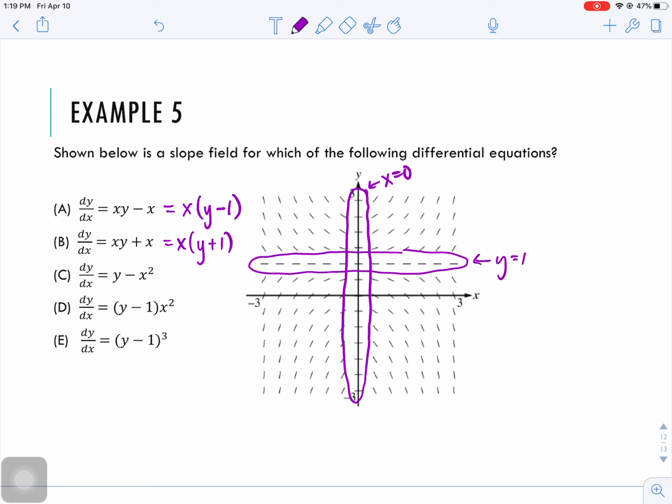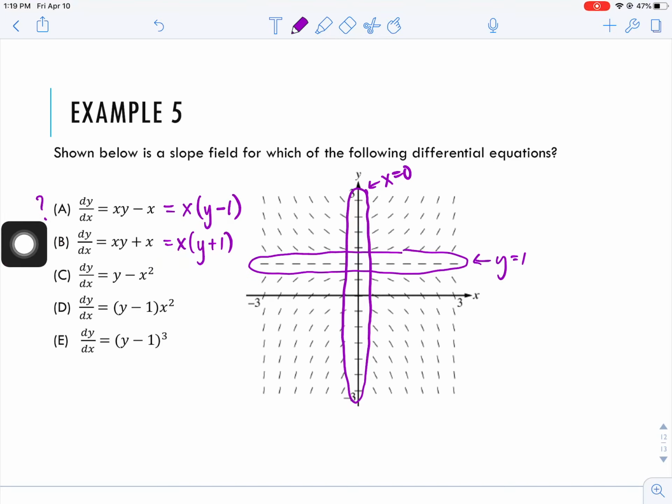So let's start with A. If we plug in x equals 0, 0 times anything is going to give us a slope of 0, so that's good. If we plug in y equals 1, 1 minus 1 gives us 0. If we plug in y minus 1 right here, then 0 times any x coordinate is 0, so that's good. So this is a possibility. I'll put a question mark for now.